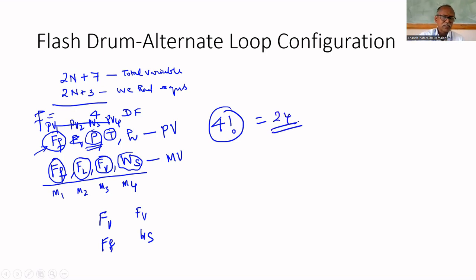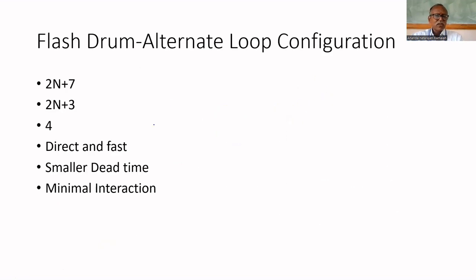There are 24 combinations, out of which we have to select one combination. For that, what all do we have to consider? The first thing is direct and fast. Which variable has direct effect? For example, if you consider the manipulated variable as feed flow rate, then it will be a direct and fast effect. And the smaller dead time. So, out of these 4 manipulated variables, which variable has small dead time for that particular process variable? That we have to consider.